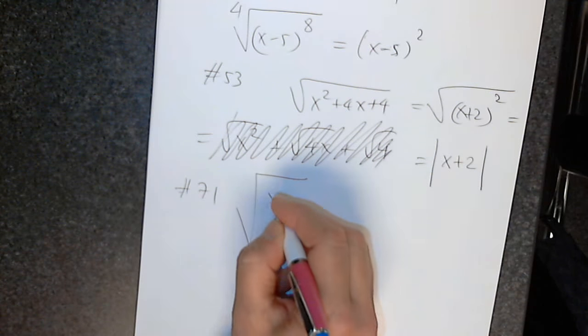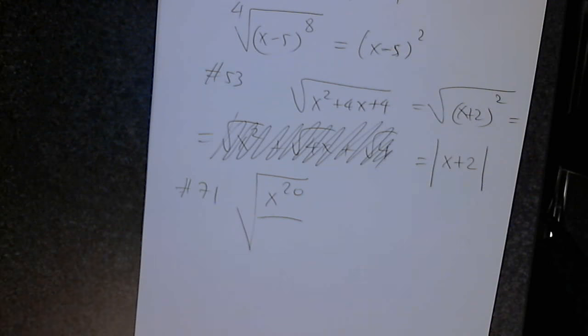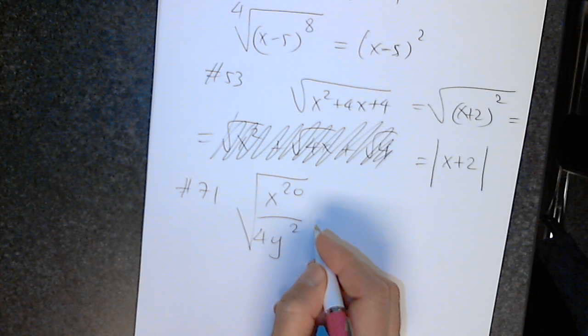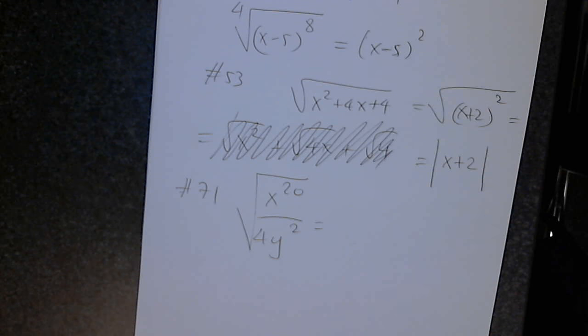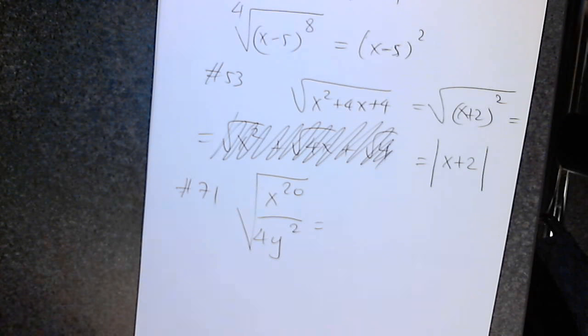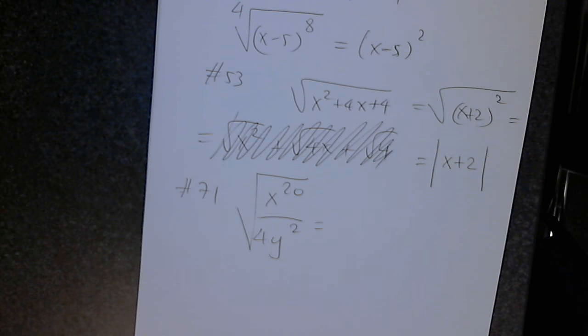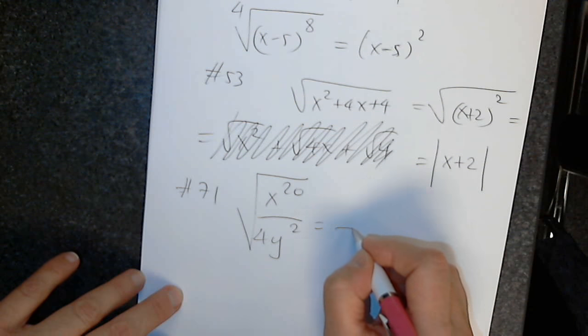Okay, 71. The square root of x to the 20th over 4y squared. For this problem, we are told, assume that all variables represent positive real numbers. What does that mean? It indirectly tells us, forget about the absolute value. Exactly, there's no need. Everything is positive. So we got a break.